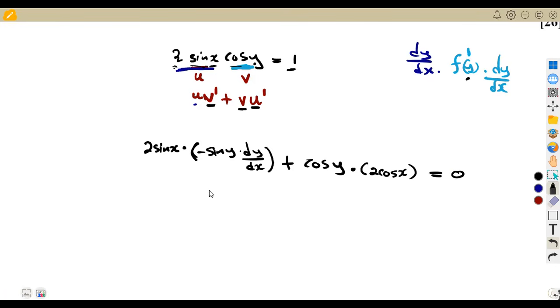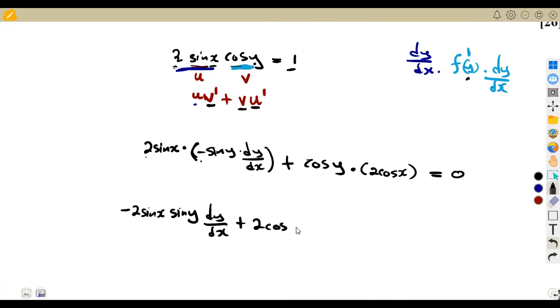So let us try to simplify and expand our brackets here. We're going to have that negative here, so we are going to have negative 2. If we multiply 2 times negative, that will be negative 2 sine of x, sine of y, in this case, times the derivative of y with respect to x. We multiply also this part, you're going to have 2 cos.